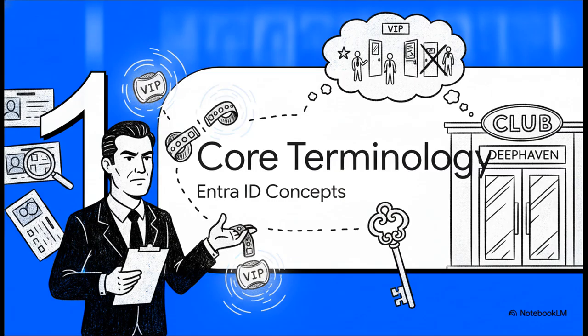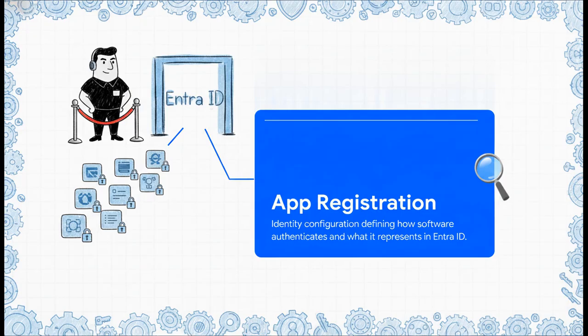Think of Entra ID as the bouncer, and Deephaven is the exclusive club. Before that bouncer knows who to let in, you have to define the rules, right? That brings us to our very first core concept, app registration. Basically, this is the specific identity configuration inside Entra ID that defines exactly how a particular software component authenticates and what it represents. You can't just connect to Entra ID. You actually have to register your application's intent.